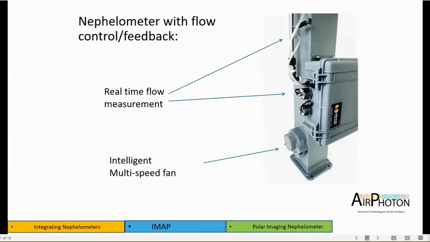Just a word about the nephelometers and what we do to make sure that they're accurate. So we have an inlet where we're measuring the pressure drop within the inlet. We get a real-time flow measurement that's highly accurate. We can then provide that information to the instrument controller, and then we have an intelligent multi-speed fan, and we can adjust the fan speed to keep the flow rate stable or to change the flow rate to get different size cuts, and that is what we do.